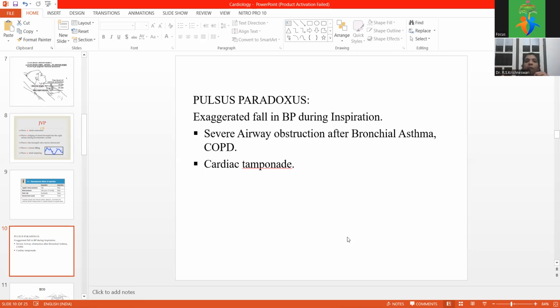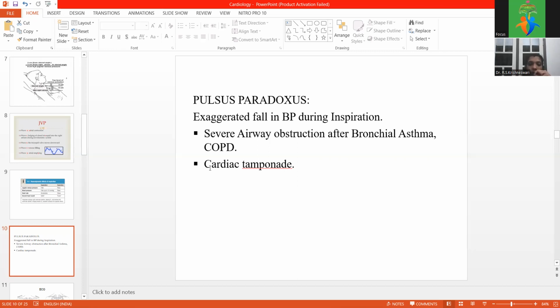And the conditions where pulsus paradoxus is present are severe airway obstruction like bronchial asthma or COPD, and also cardiac tamponade. So we will be discussing cardiac tamponade later. This pulsus paradoxus, you keep in mind, which is very important. It is seen in severe airway obstruction, like bronchial asthma and COPD, and also in cardiac tamponade.